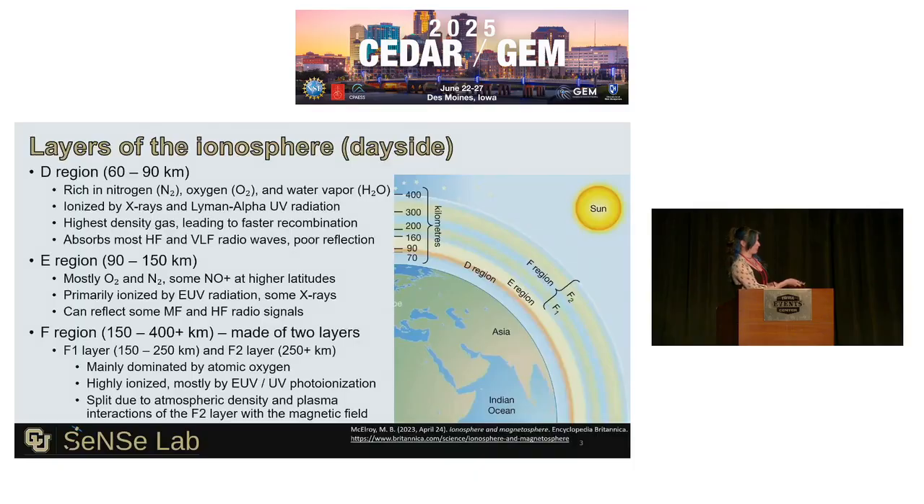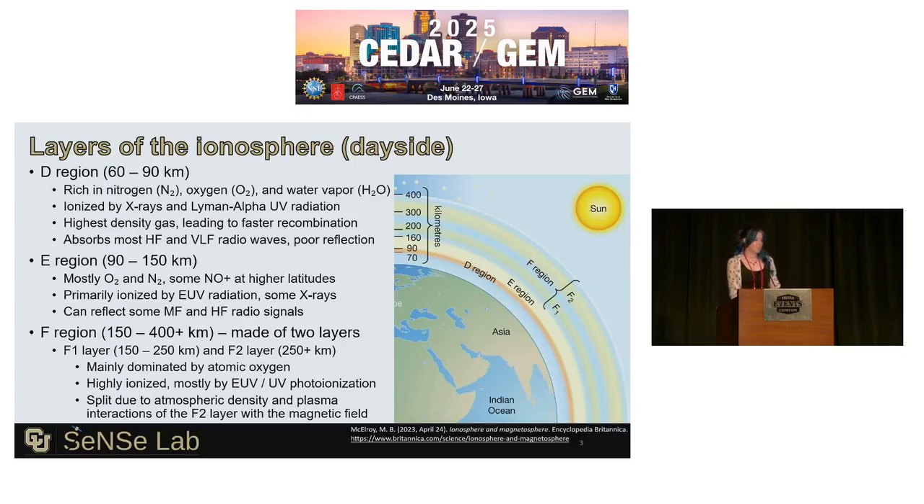So, as I said, the ionosphere is made up of layers, but since the ionosphere is influenced by the sun, these layers are a little different for the day side versus the night side. So first, looking at the day side, we're going to start with the D region at the bottom, roughly from 60 to 90 kilometers. This layer is rich in nitrogen, oxygen, water vapor, ionized usually by X-rays and Lyman alpha UV, usually mostly ionized during geomagnetic storms because it is the lowest and therefore densest layer of our atmosphere, which leads to faster recombination. Recombination just being the opposite of ionization, when a free electron recombines with a positive ion and makes a molecule again.